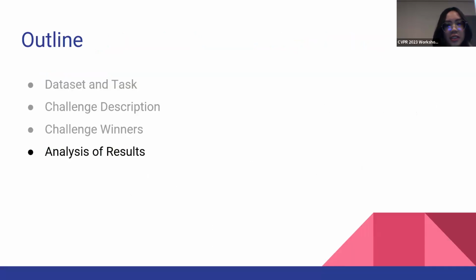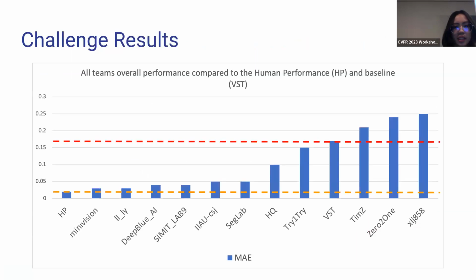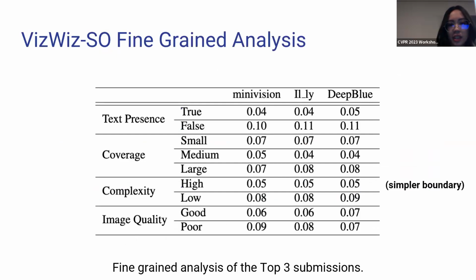And finally, let's dive into some analysis of this year's results and share some future challenges. It is very exciting to see that we're now only at 0.01 behind human performance. Now that we're very close to humans, it is important that we identify what is critical for the algorithms in our dataset. So we performed fine-grained analysis on the top 3 submissions to identify the challenging cases in the dataset.